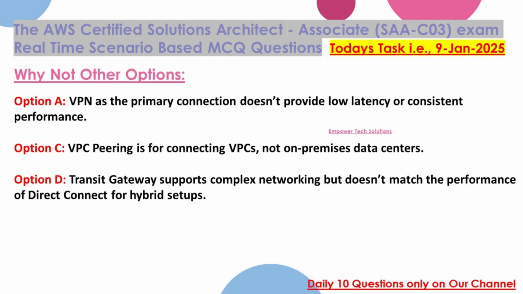Why not other options? Option A. VPN as the primary connection doesn't provide low latency or consistent performance. Option C. VPC peering is for connecting VPCs, not on-premises data centers. Option D. Transit Gateway supports complex networking but doesn't match the performance of Direct Connect for hybrid setups.